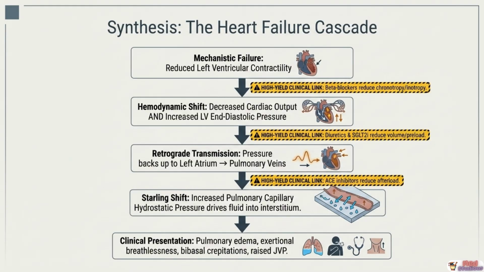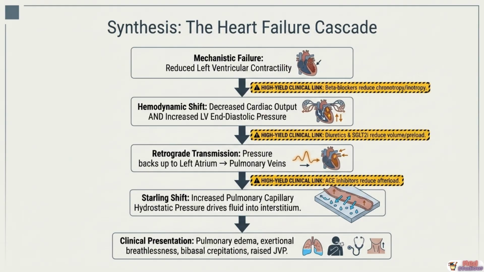Every effective treatment targets a specific step in this cascade. Diuretics and SGLT2 inhibitors reduce preload and volume. ACE inhibitors reduce afterload to ease ejection, and beta blockers modify chronotropy and inotropy to protect the remodeling heart over time.